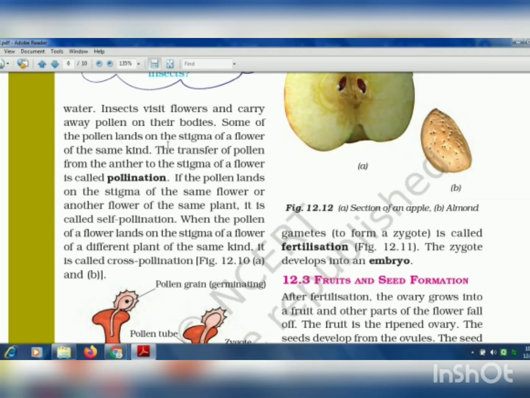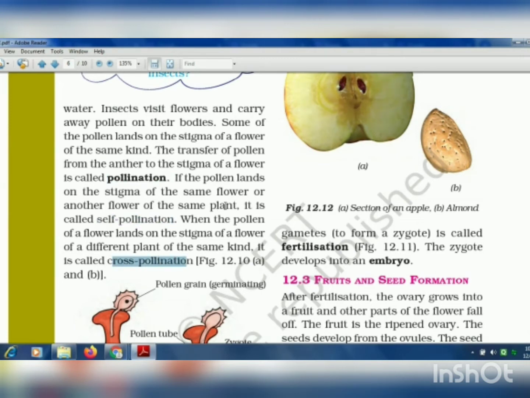Okay. Now what is pollination? Pollination means the transfer of pollen from the anther to the stigma of a flower. Okay. So what is pollination? It is a transfer of pollen grains from the anther to the stigma of a flower. Now pollination is also divided into two types. One is self-pollination and other is cross-pollination.